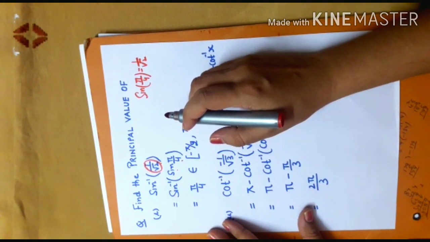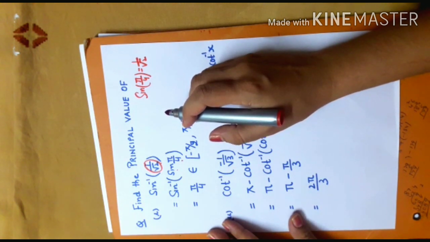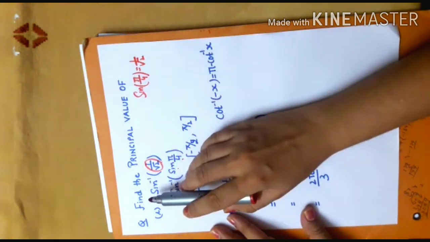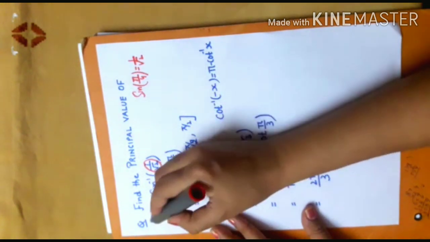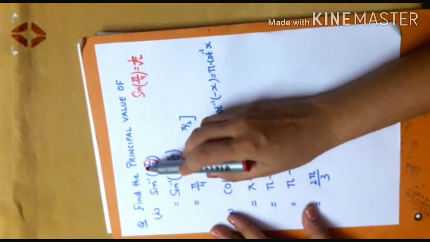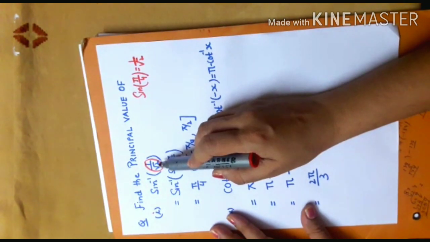So far we have discussed principal value branch of inverse trigonometric functions, and we have discussed some properties of inverse trigonometric functions. So today I'm going to take up few questions. So the question is, find the principal value of, part 1 is sine inverse 1 over root 2.